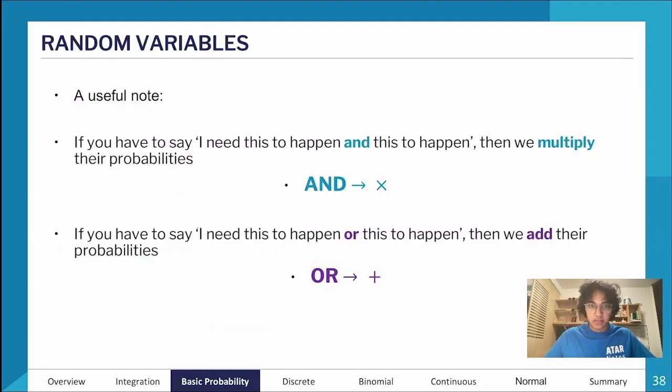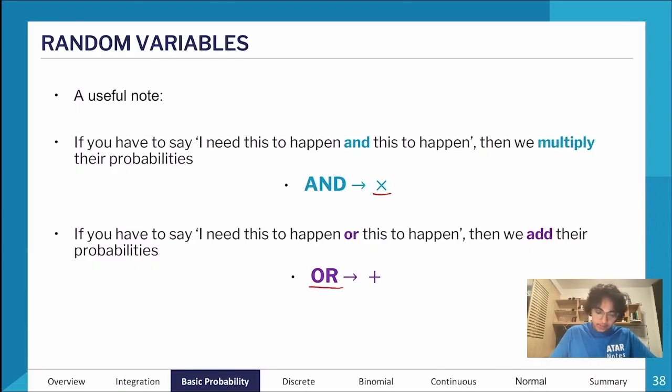Okay, hopefully that makes some sense. Another useful note to know is that if you have something with the word "and", so if I want something to happen and another thing to happen, for example, the probability of me solving a Rubik's Cube in less than a minute and the probability of it raining, then I multiply them together. When we use "or", so the probability of me solving a Rubik's Cube in less than 1 minute or it raining, well, for that you use plus.